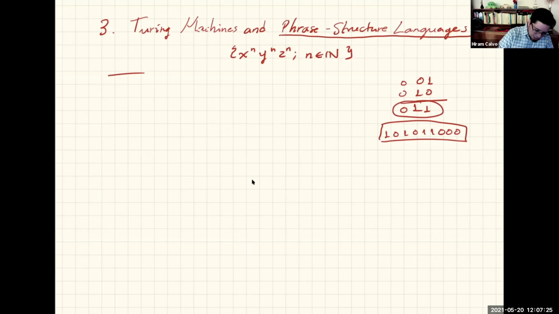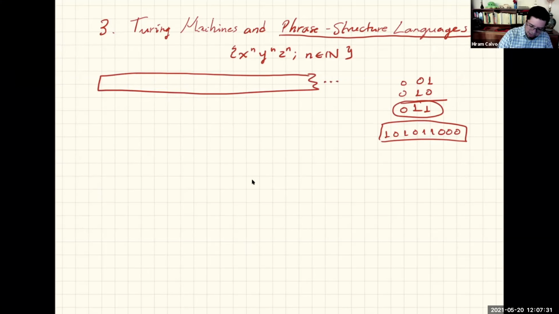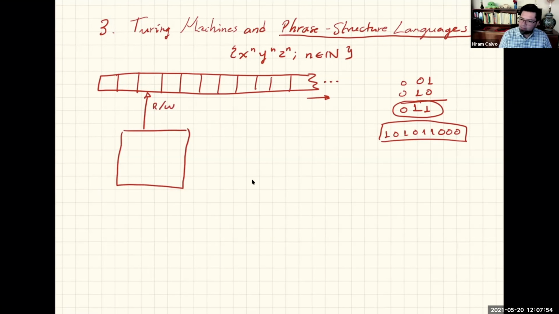Why? Because the Turing machine has, same as before, a tape, and this tape is infinite to the right. Remember that these suspension points or dots represent that this tape is infinite. And also we will have cells. Each one of these cells can have a symbol, and we still have a reading head, but now we will also have writing capabilities. So differently than before, now this head can read or write symbols. Additionally, now our head will be able to move right and left.